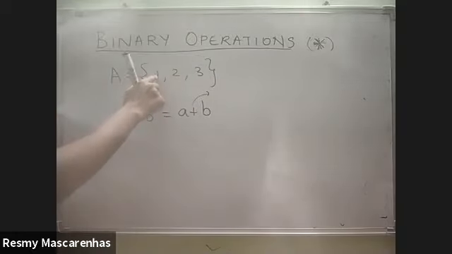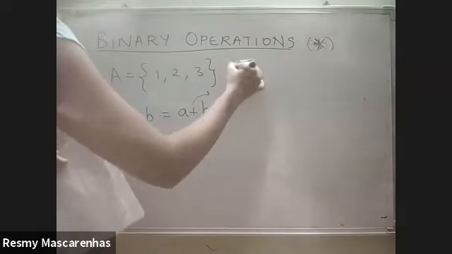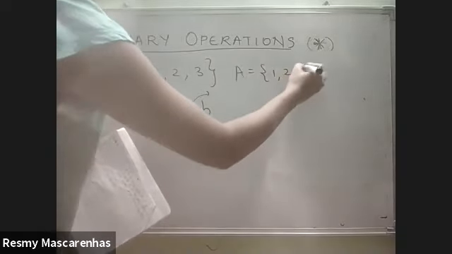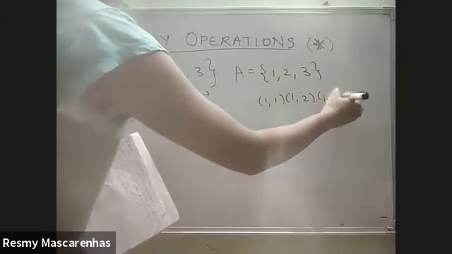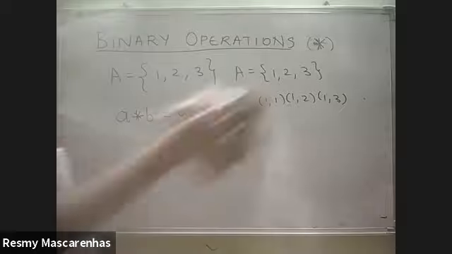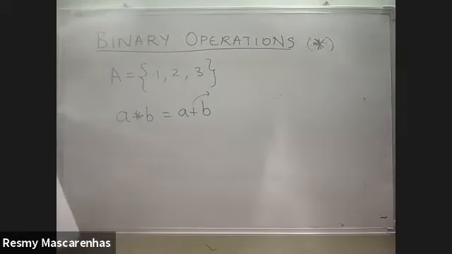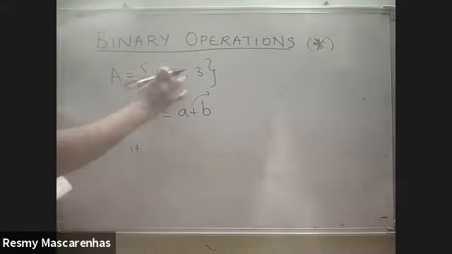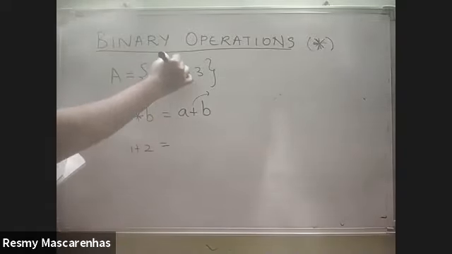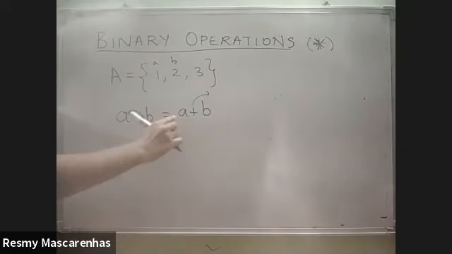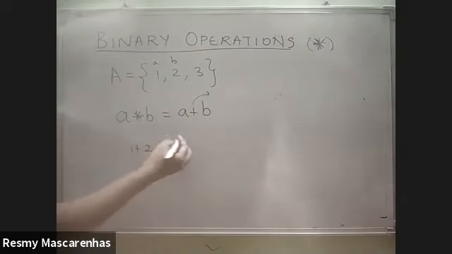If you take the Cartesian product of the set with itself, you would get many pairs like 1 comma 1, 1 comma 2, 1 comma 3 and so on. We will not waste time on that. So we'll try 1 plus 2. First one you consider as A, second one you consider as B, and just put the values here. So 1 plus 2 will give you 3.